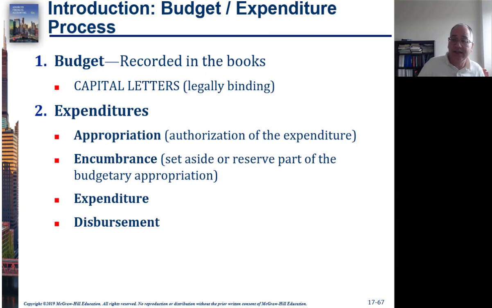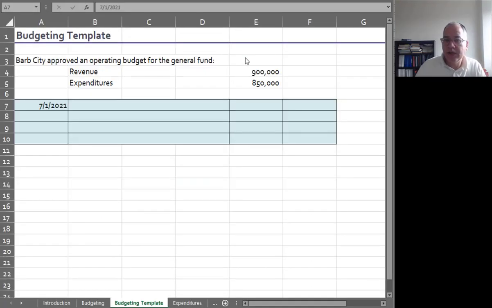So let's try an example. Burb City approved an operating budget for the general fund of $900,000 in revenues and $850,000 in expenditures. So this is really cool. We're going to record it in capitals, and when we record budgetary entries in the general ledger of a governmental fund, we're going to switch the debits and the credits. It's really cool how the numbers work out later on, you'll see. But we're going to switch the debits and credits.